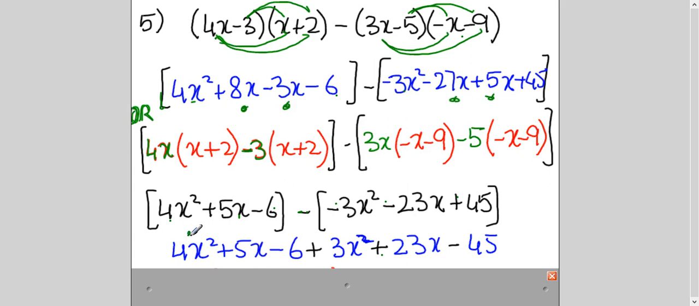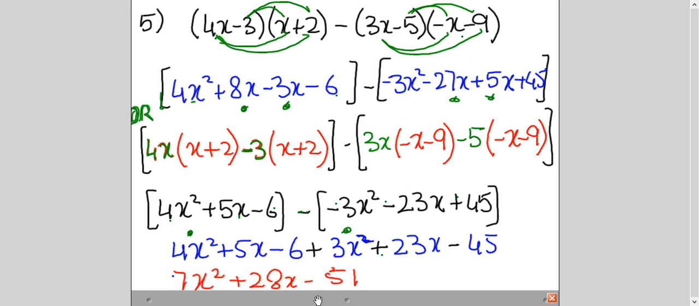Now, if you see this term and this term is like term, okay, 3x square and 4x square. So it will become 7x square. Similarly, 5x and 23x are like terms. So plus 5 plus 23 is plus 28. Minus 6 minus 45 is minus 51. So you will add or subtract like terms and simplify it. So this is the complete expansion of this expression.